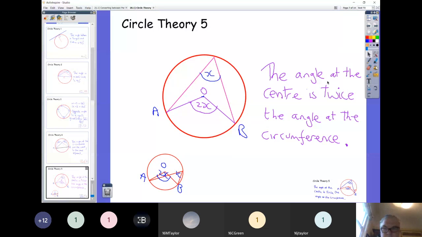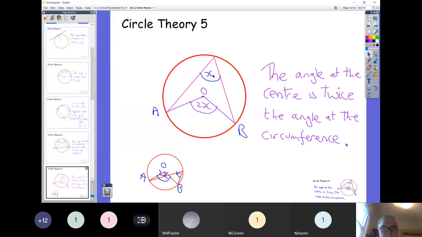Of course, the question could be the other way around. They could have given you this angle here and you were working out this angle here. Say this was 100 and you've worked out that this was 50. In that case, just give the reason the way around that you've done it. Just say the angle at the circumference is half the angle at the center.